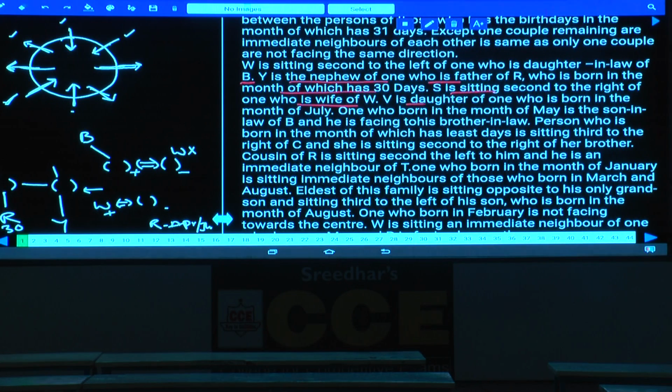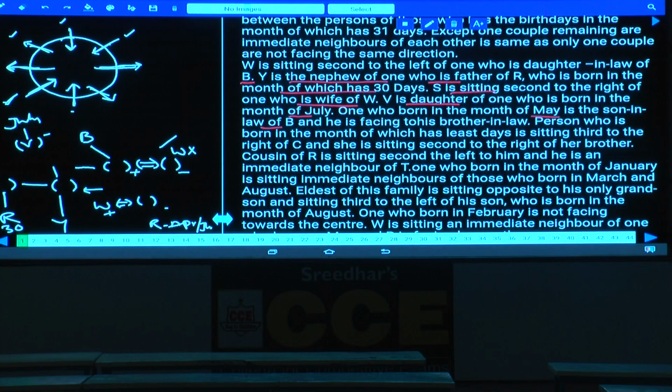V is the daughter of the one who is born in the month of July. Now, this V is the daughter of the one who was born in the month of July. One who was born in the month of May is the son-in-law of B. Now, this B is having a son-in-law. Now, sir, as of now, B is having a daughter-in-law. Now, this B is having a son-in-law.